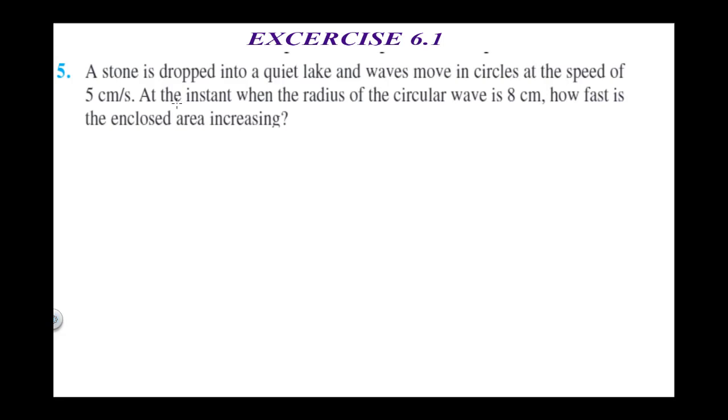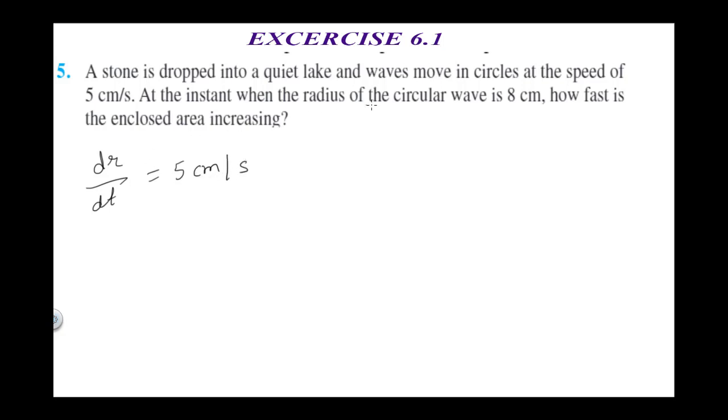Here is question number 5. A stone is dropped into a quiet lake, and waves move in circles at the speed of 5 centimeter per second. You know, when you drop a stone in a lake, there form concentric circles. So what is actually changing there? The center is the same in concentric circles and the radius changes. So this 5 centimeter per second is the change of radius. dr by dt equals 5 centimeter per second.